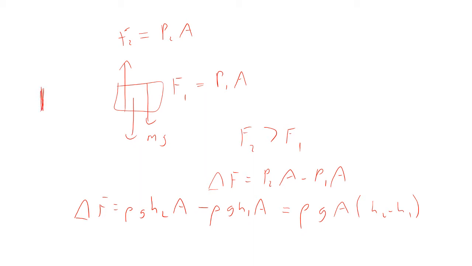Height times area is volume. Volume times rho is mass. So delta F is going to be equal to mg. Now, wait a minute. This m is not the same as that m, because this rho is the density of the fluid. So this mass is the mass of water times g. This mass up here is the mass of the object times g.